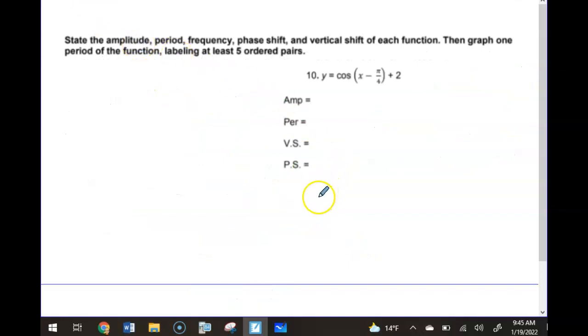Let's try number 10. Ryan, can you tell me one thing? Anything? Yep, the amplitude is 1. Emma, can you tell me one thing?